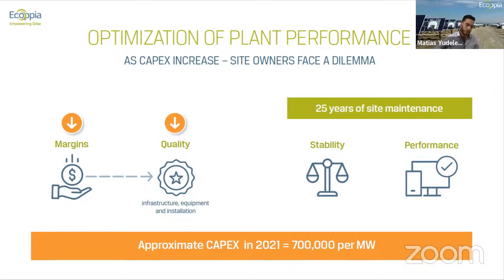Unfortunately, in many cases, as we see on the ground, this comes to the detriment of quality, as many times we see savings in infrastructure, equipment, and installation. As we can see in the graph on this banner that we made here, our approximate capex for several of the projects that we've been working on in 2021 was around $700,000 per megawatt. And obviously, when we decrease the quality, it's very hard to keep the stability and performance of the site throughout the PPA of the plant, which could be 20, 25 or 30 years.